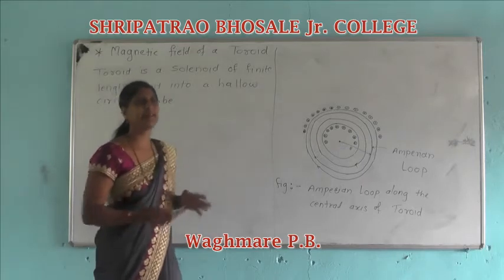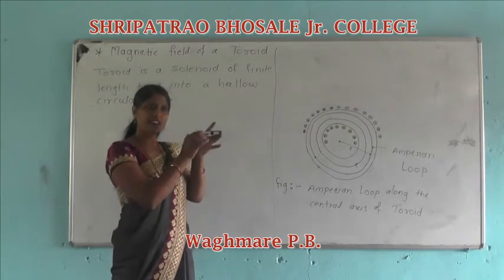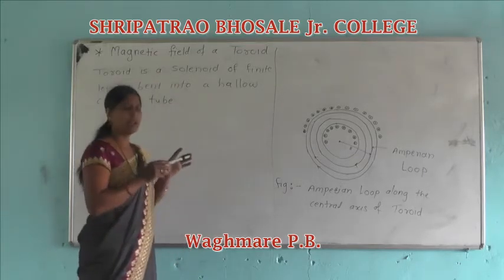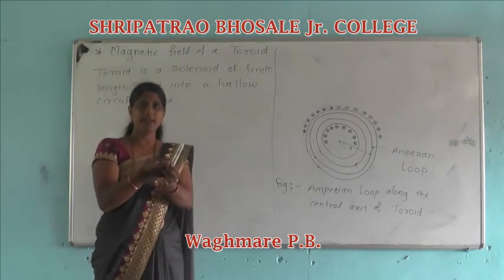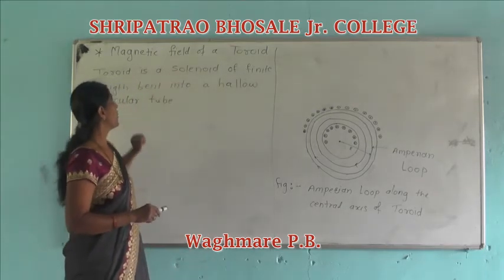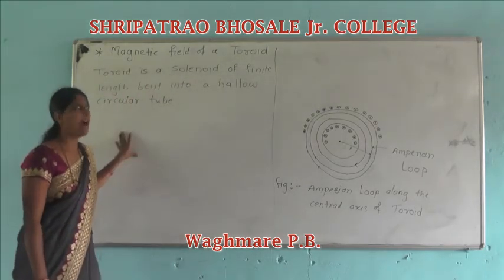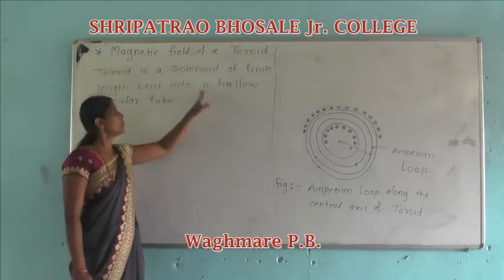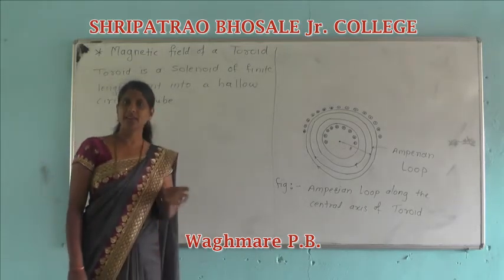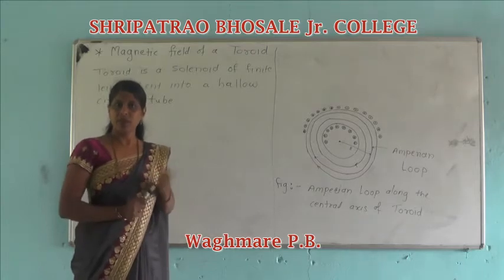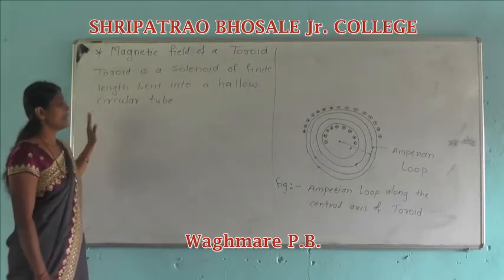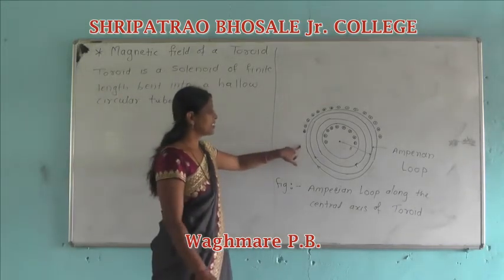A toroid is the same as a solenoid along a straight line, like a helix structure, and when this coil is bent, it is called a toroid. A toroid is a solenoid of finite length which is bent into a hollow circular tube, like a rubber tire of a vehicle. Here the structure of a toroid is shown.